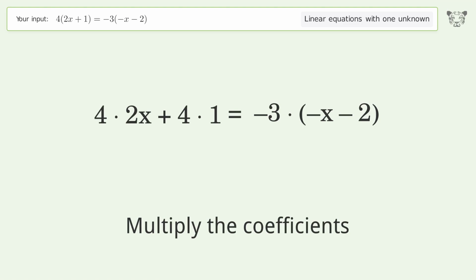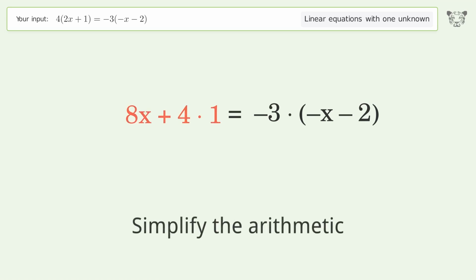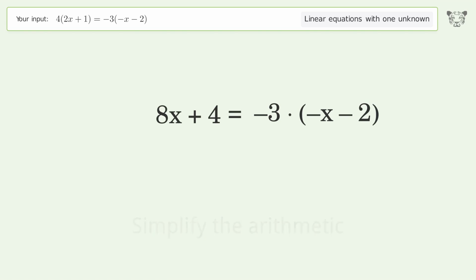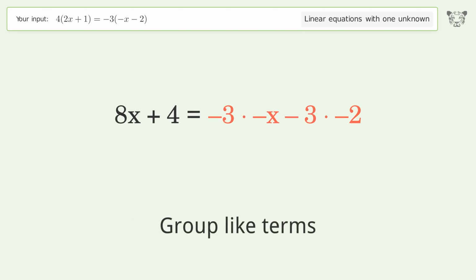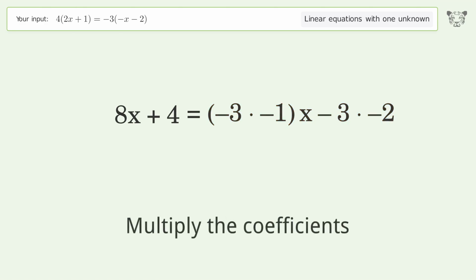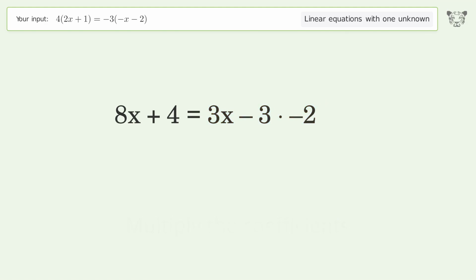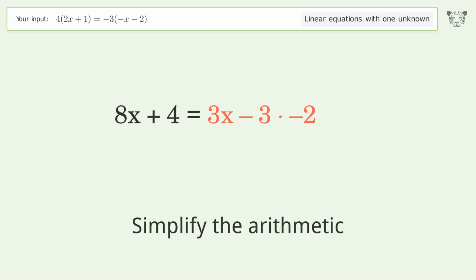Multiply the coefficients. Simplify the arithmetic. Expand the parentheses. Group like terms. Multiply the coefficients. Simplify the arithmetic.